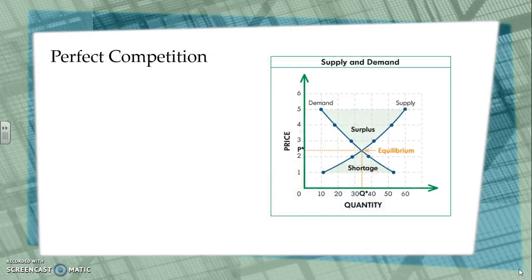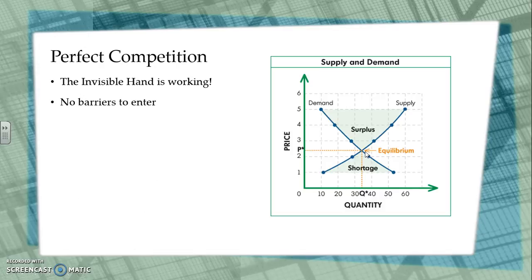So perfect competition. Perfect competition is when the invisible hand is working at its full point. So buyers and sellers are meeting at the equilibrium point where they're both happy. There's no price ceiling, no floor, nothing getting in the way of the buyers and sellers both being pleased with the price of the product.